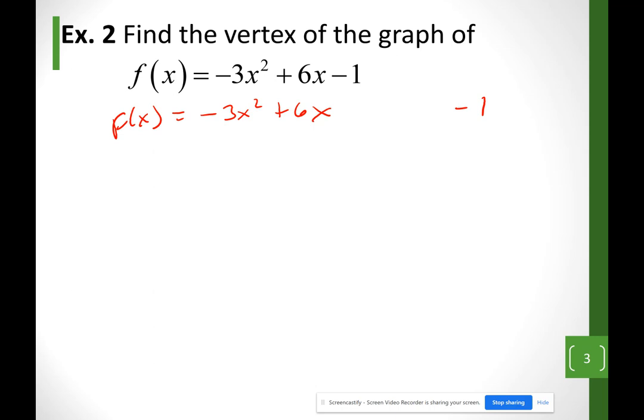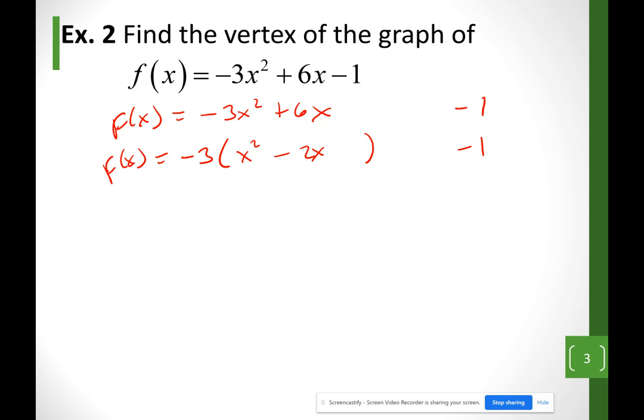Now my first number is not a 1. So what I'm going to do, I'm going to divide by a negative 3. I'm going to factor out the negative 3. I'm just going to be dealing with the first two terms only. I'm going to factor out the negative 3. So that gives me x squared minus 2x. And then once again, I have my minus 1 at the very end. Just looking at the parentheses.